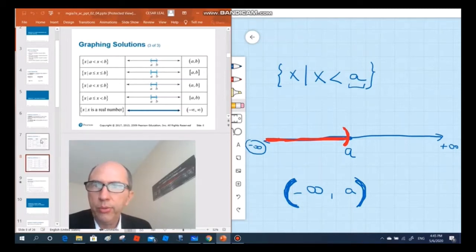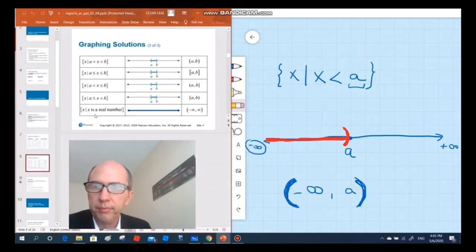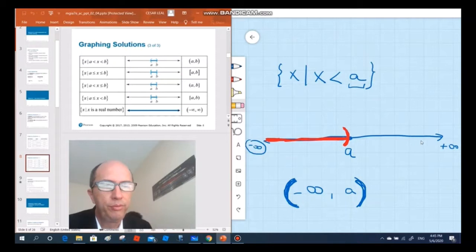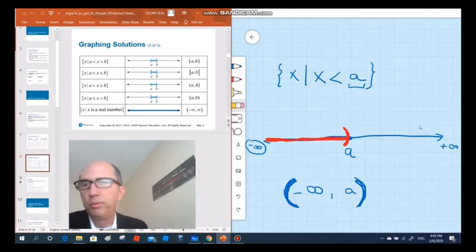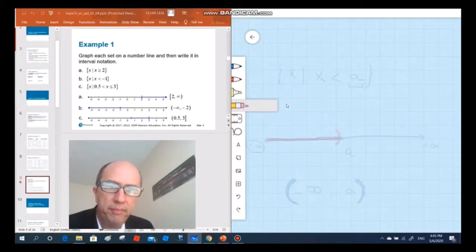All right. And have a look here, all the situations that you're going to have for representing, graphing solutions in set notation, graph, or interval notation. And let's see this particular one here, where x is any real number. That means it's the whole line from negative infinity to positive infinity. And let's work out some examples here.